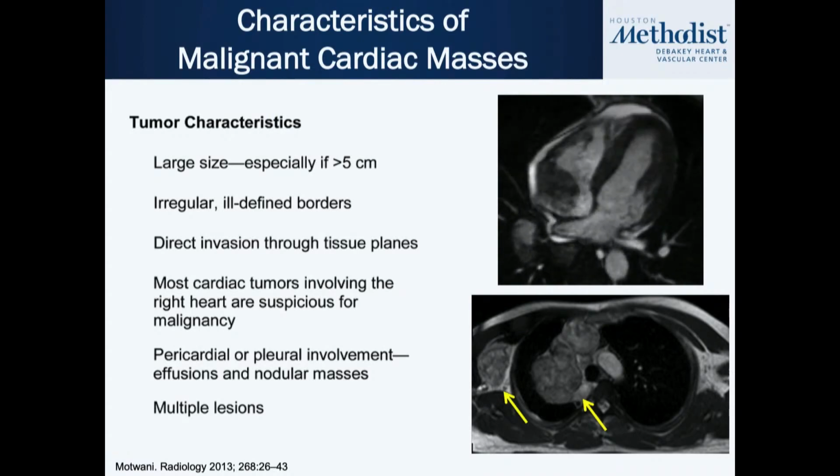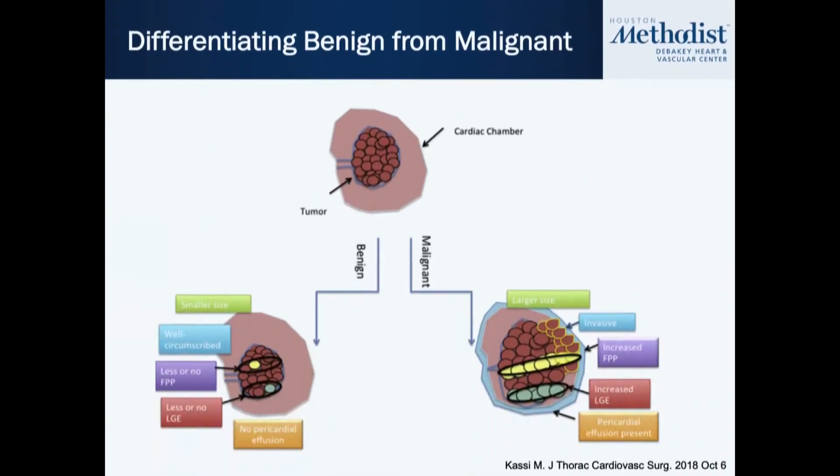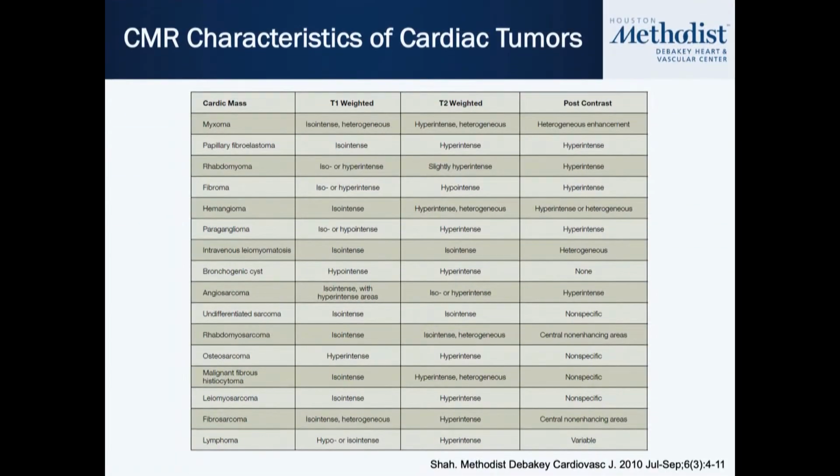Also, being on the right side of the heart, because this is how tumors metastasize through the venous system, and pericardial and pleural involvement. And if you have multiple lesions, usually this is more common in metastasis. This is a nice diagram here from a publication by Dr. Kassi.